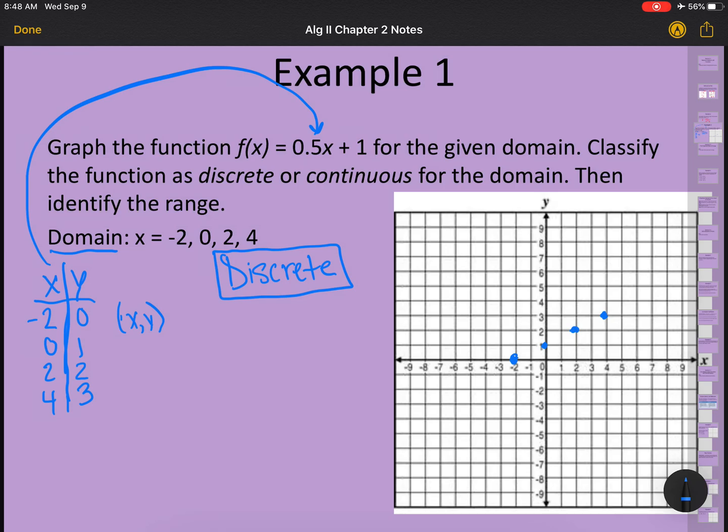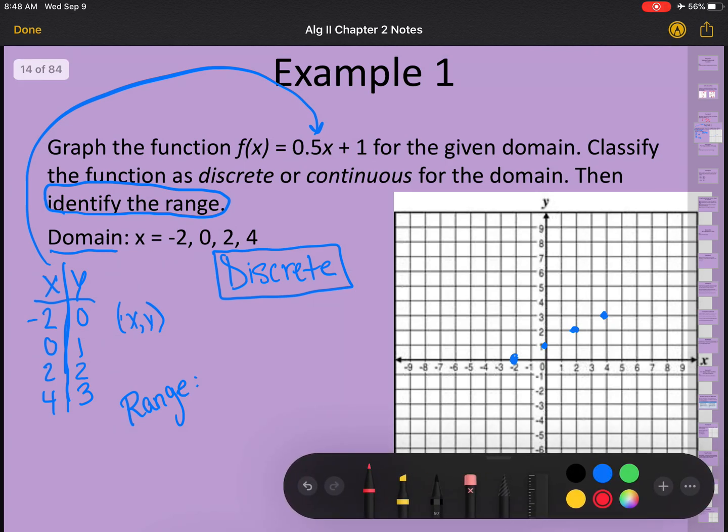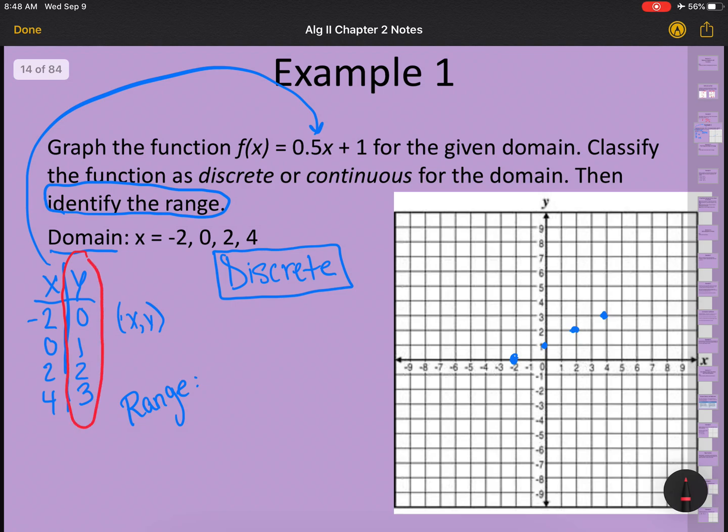And then the last part says to identify the range. We said earlier the range is just our y values. So we just read them from our table. Here in the curly brackets, I have 0, 1, 2, and 3. And that is my range.